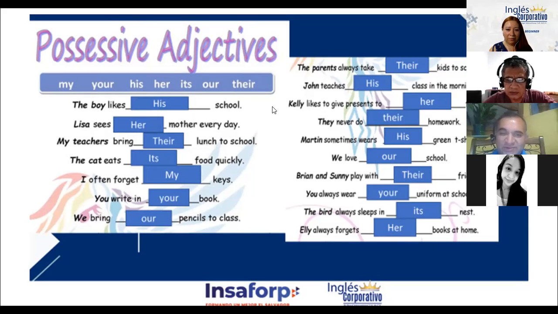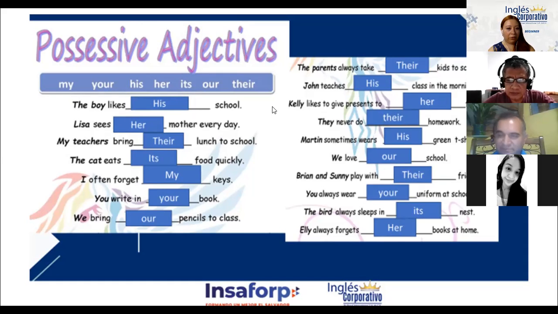The bird always sleeps in its nest. Okay. Ok, vamos a repetir. Bird. No decimos beer, decimos bird. The bird always sleeps in its nest. Exactly, right? En su nido, right? What is the possessive adjective, Pablo? Its. Why? Because we're talking about animals, ¿verdad? El pájaro. So, possessive, its. Very good.